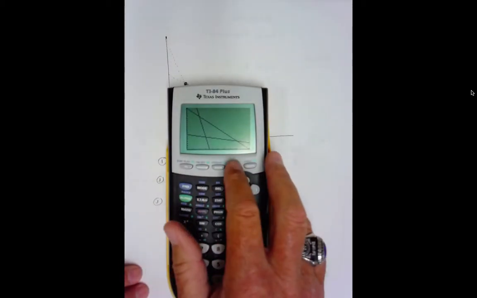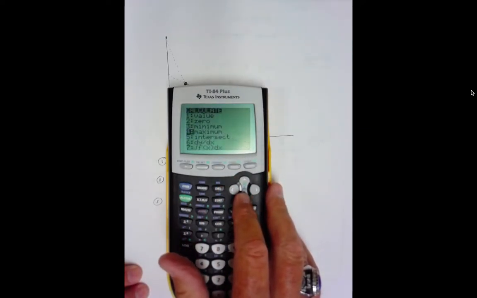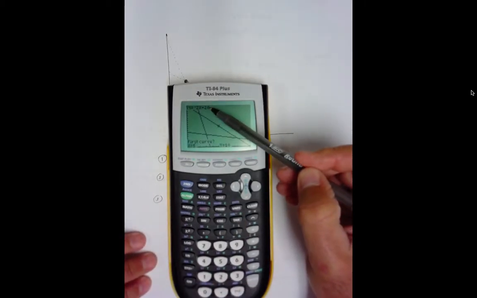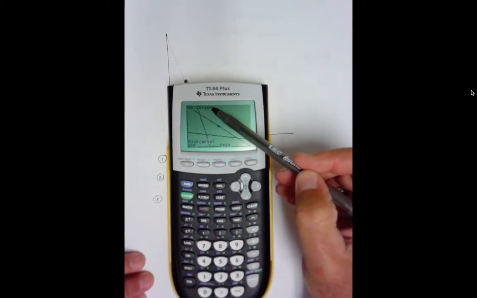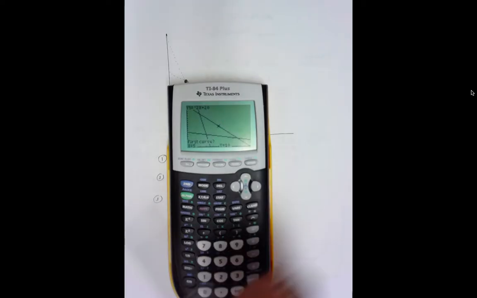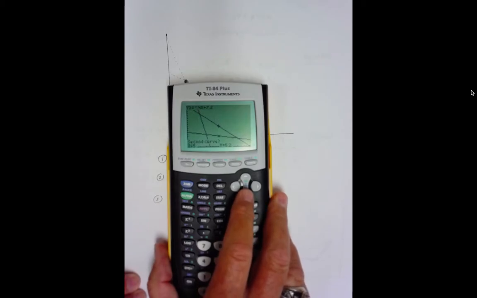So I'm going to go to second function calc, just like before. I'm going to go to intersect. And I've got right there, I'm focusing on that. Is that one of the inequalities that point is created from the intersection? It is. So I'm going to select it. Now I'm going to go to another one. Is that one of them? Well, no, that's not one I need, is it?